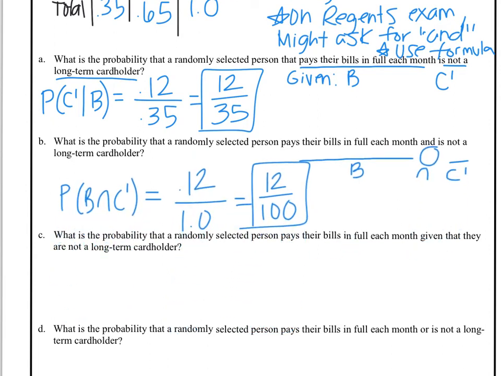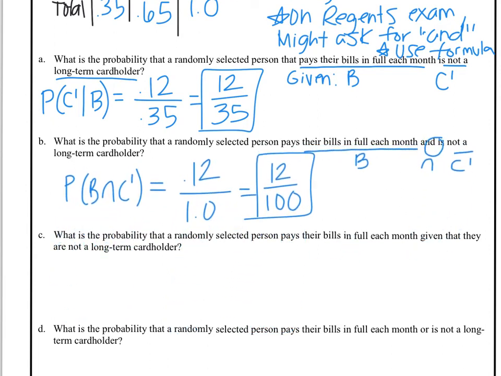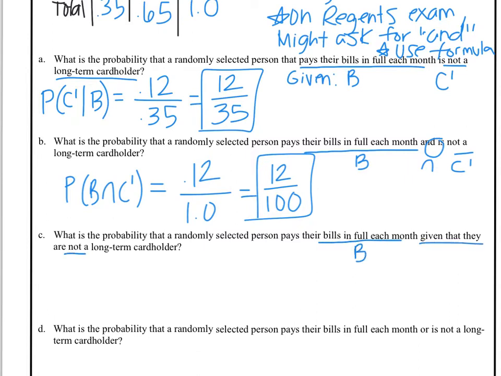I hate when it does this. Okay, part C, we've got, what is the probability that a randomly selected person pays their bill in full each month, given that they are not a long-term card holder. So given C prime. So it'd be the probability that they pay their bills in full each month, given that they are not a long-term card holder.